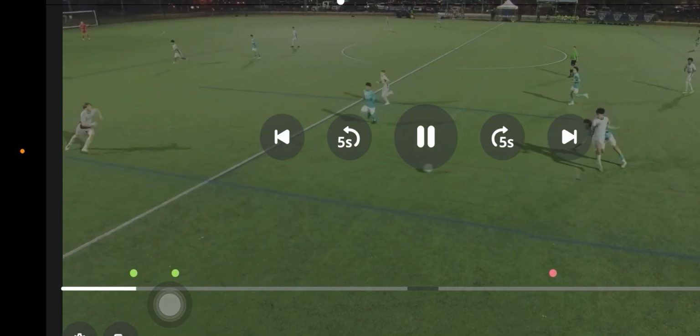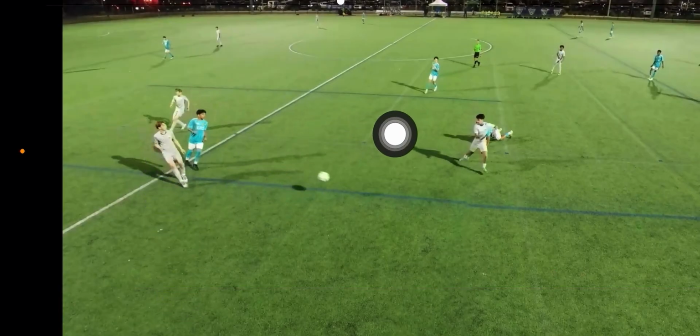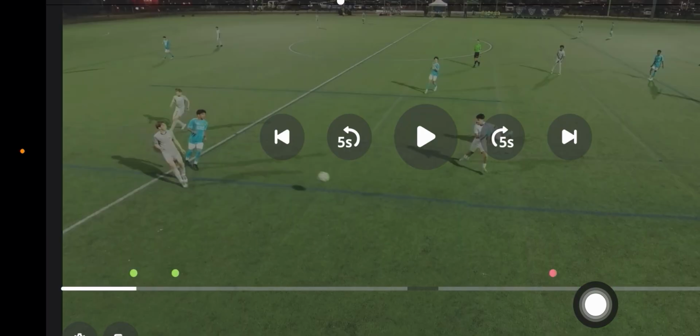The reason they don't follow you is why? Watch the outside back. Which way was he running? Was he running this way or was he running this way? So who has the advantage? The player that's just running this way, or the player that has to go run this way to pressure the outside back, then run back?